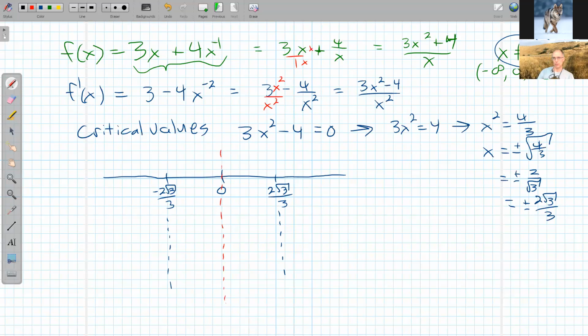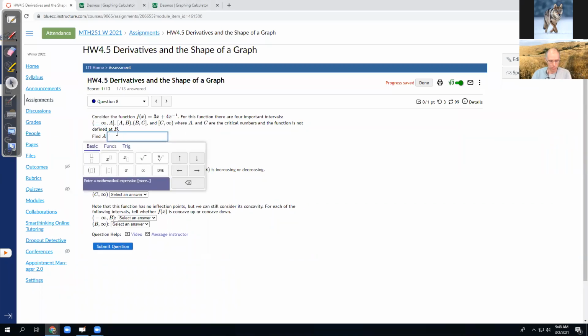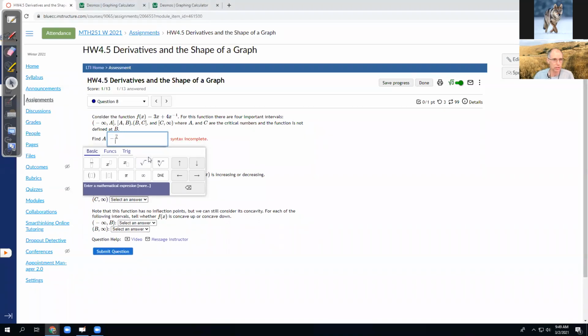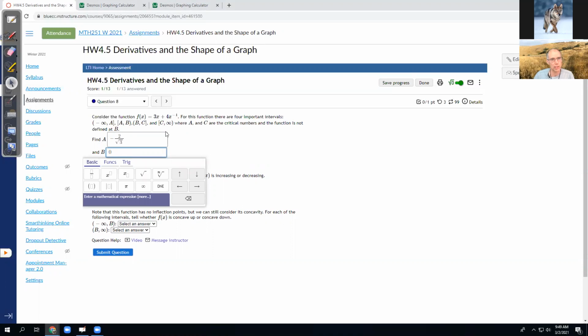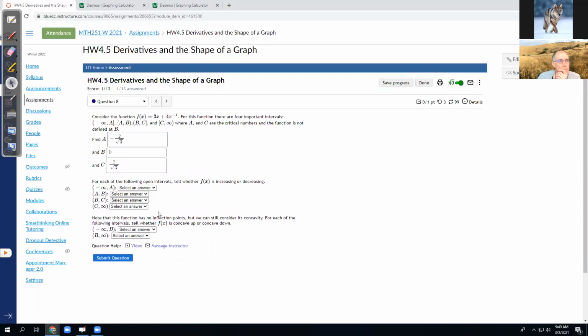All right, let's look at the instructions for this sucker. All right, so this function, there are 4 important intervals, yep. And they want us to find A, B, and C in order. So notice they have this interval notation written out in order from negative infinity to positive infinity. So then I would say this one here is my negative 2 square root 3. Actually I like it just as 2 over the square root of 3. That's cleaner. Rationalizing the denominator is sometimes necessary, but it's often overrated. And then this one should be 2 over the square root of 3, positive version. All right. For each of the following intervals, tell whether f is increasing or decreasing. Okay, so then we got to check that out.